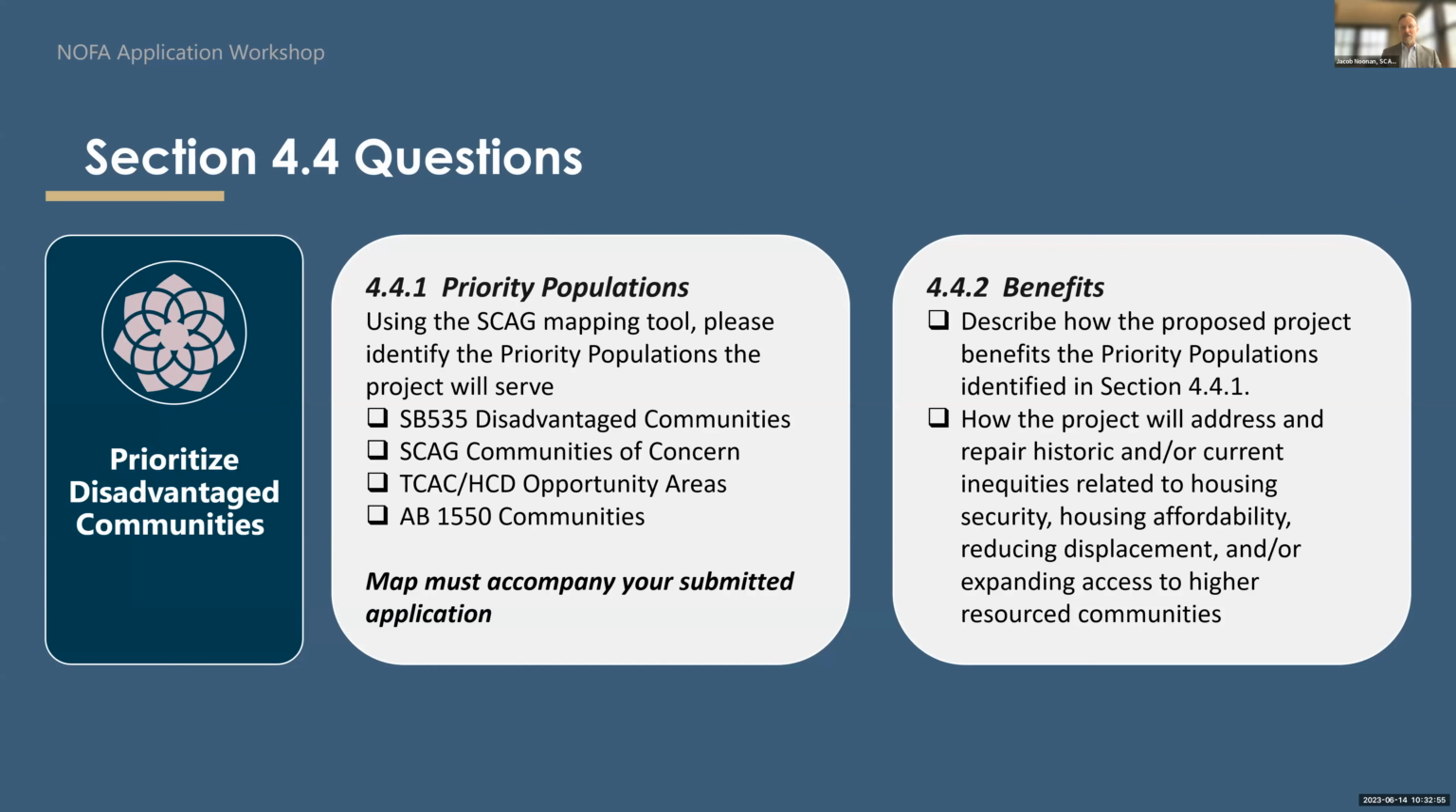Here, when you're mapping out the priority populations, we'd like you to identify: are they SB 535 disadvantaged communities? Are these SCAG communities of concern? Any TCAC, HCD opportunity areas, and then AB 1550 communities, noting the census tracts, and then providing that as a set of maps that you'll provide with your application. And then also use that set of maps to answer the second question, which is to describe how the project would benefit the priority population groups that you've identified in the maps and that you have recognized under your criterion 2 around equitable targeted outreach and engagement.